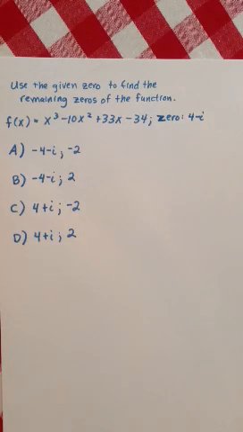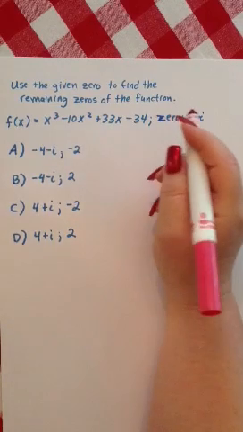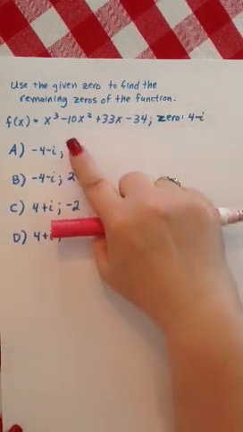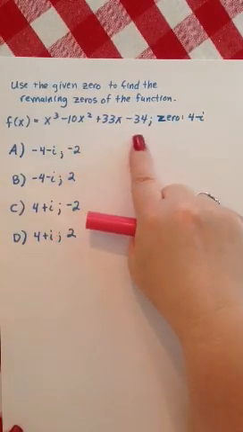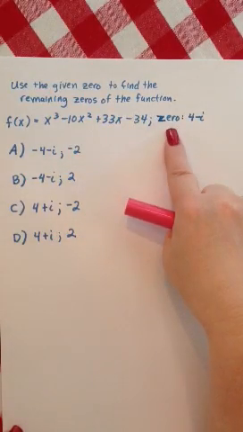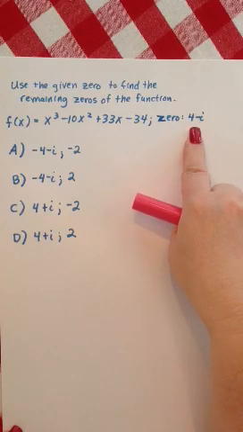Alright, in this problem it says, use the given zero to find the remaining zeros of the function. Alright, and so they gave me a function, f of x is x to the third minus 10x squared plus 33x minus 34. And they said it has a zero of 4 minus i.